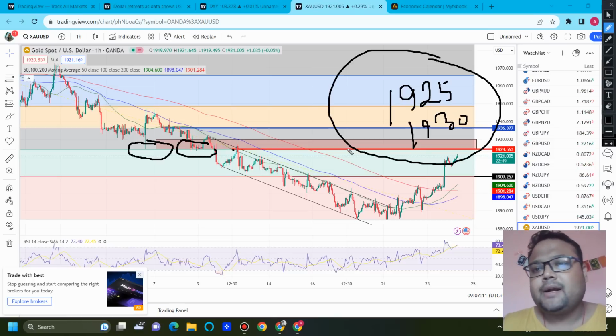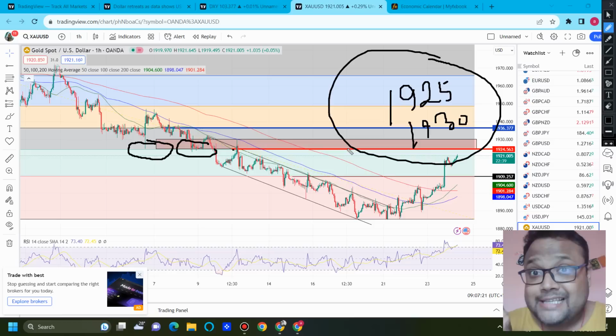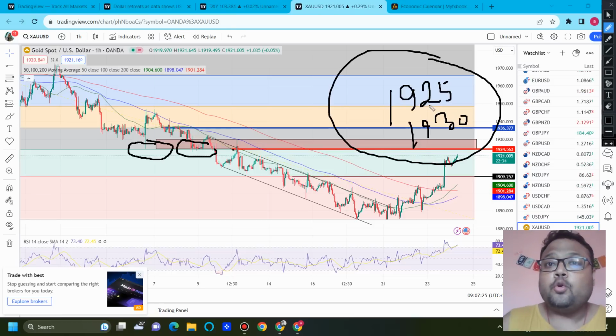Before the news, if market reverses from the 1925-26 level with good price rejection from above, we can look for a sell position. But here you need to be careful again, because as I said, the market sentiment has changed. Whenever you go for a trade against the market sentiment, you need to be careful. You need to reduce your expectation.